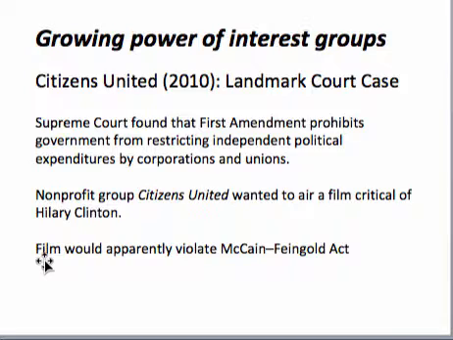It's called Citizens United because there's a conservative group called Citizens United that wanted to run a film that would have violated the McCain-Feingold Act, colloquially called the McCain-Feingold Act, formally called the Bipartisan Campaign Finance Reform Act. And it is bipartisan. McCain is a Republican, Feingold's a Democrat.